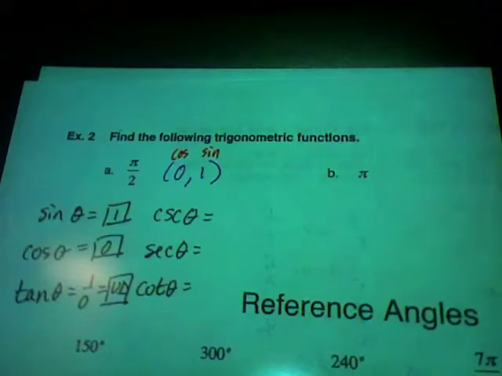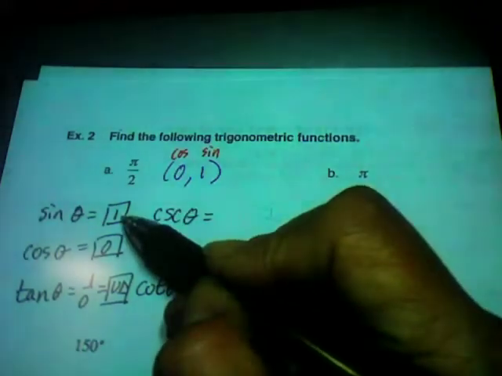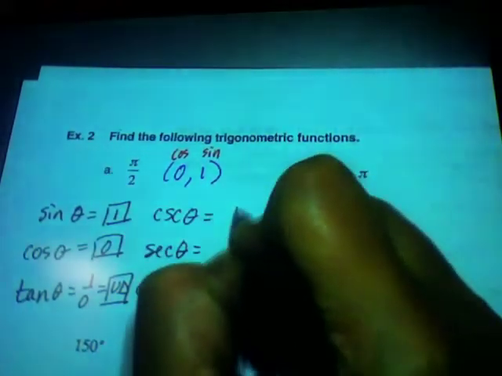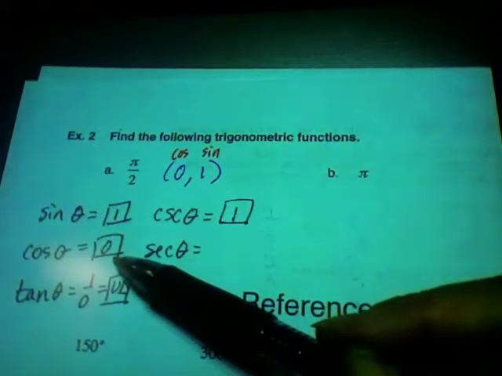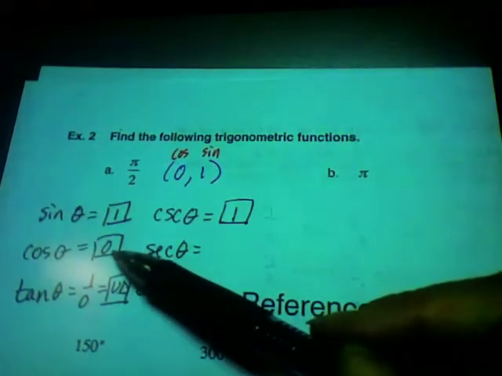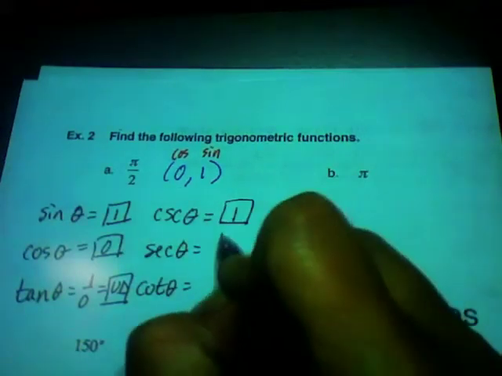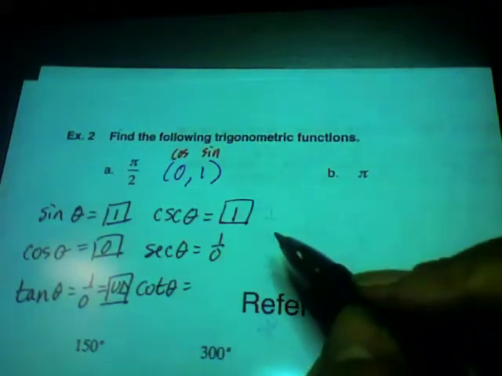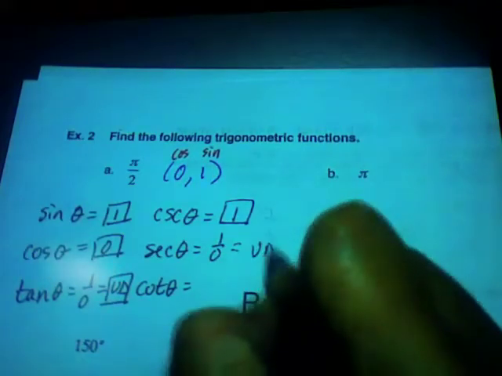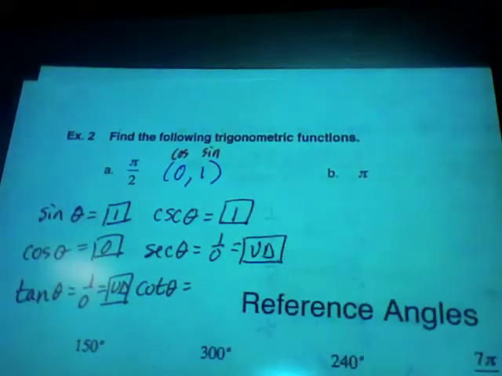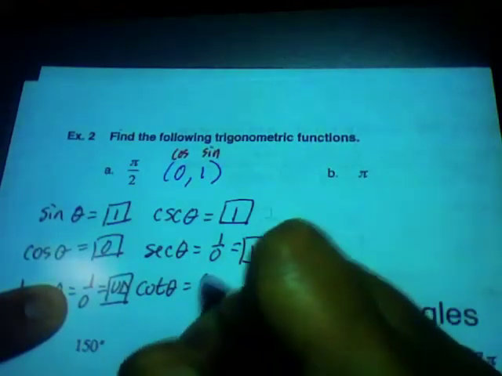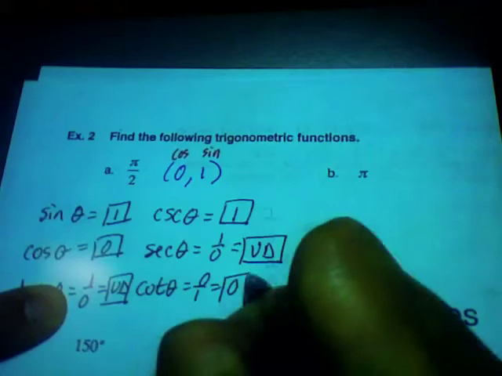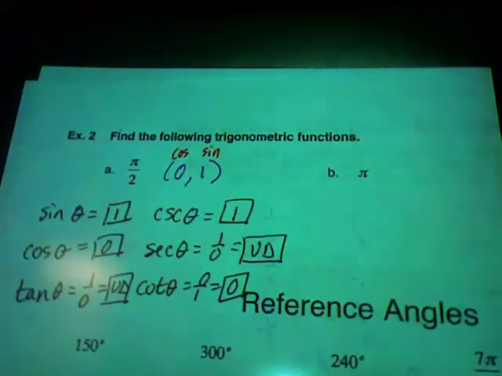So then when you flip these, sine is 1 over 1, right? So when you flip it, you still get 1. But cosine is 0 over 1, isn't it? When you flip it, don't you get 1 over 0? Is that possible? So secant is undefined. But what happens to cotangent when you flip this? You get 0 over 1, which is 0. So for pi over 2, tangent and secant are the only ones that are undefined.